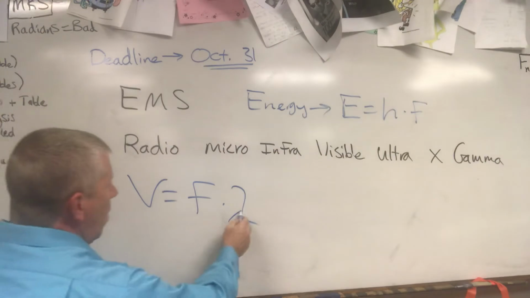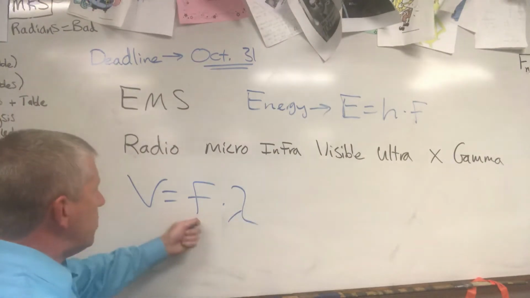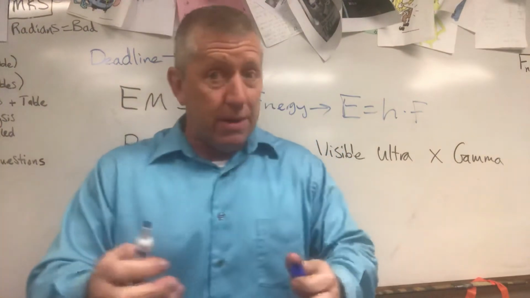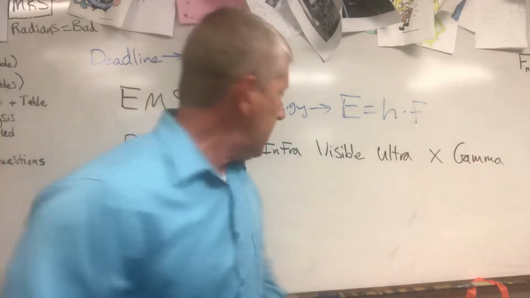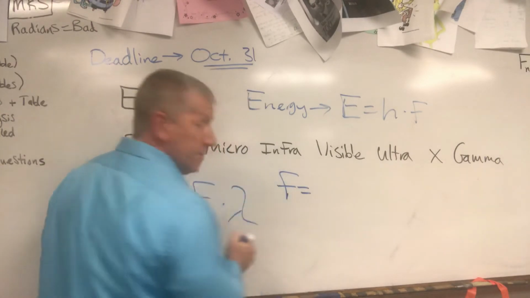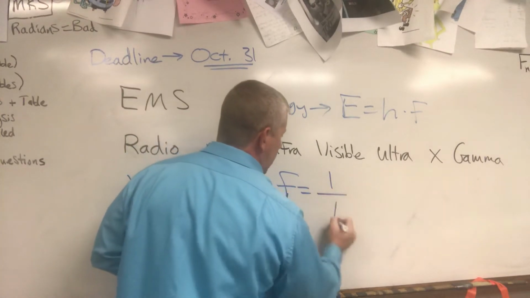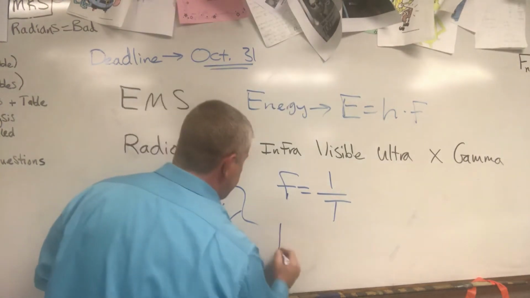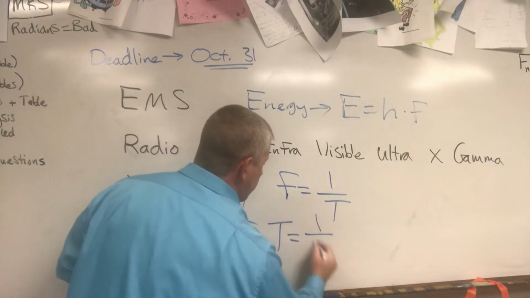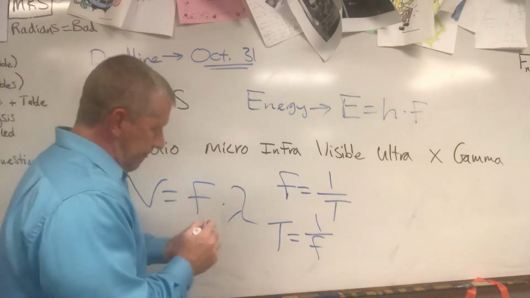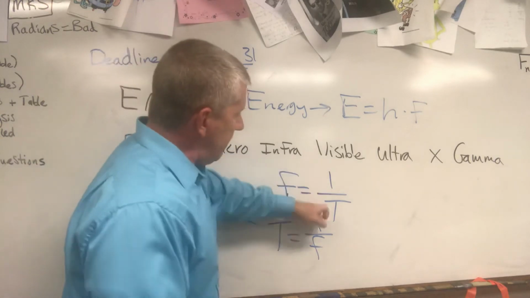All right, so we know what the wavelength is, but what's the frequency? The frequency is how many per second. It's the amount of waves per second. In fact, the frequency is equal to 1 over the time period, and the time period is equal to 1 over the frequency. So these are two equations that are important. Frequency is 1 divided by the time period.